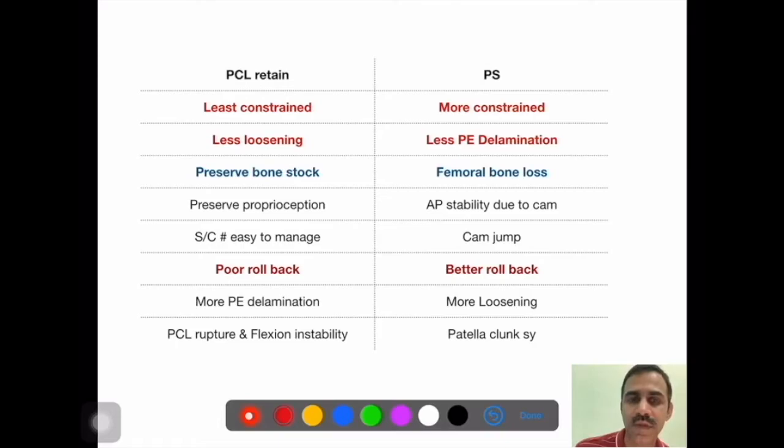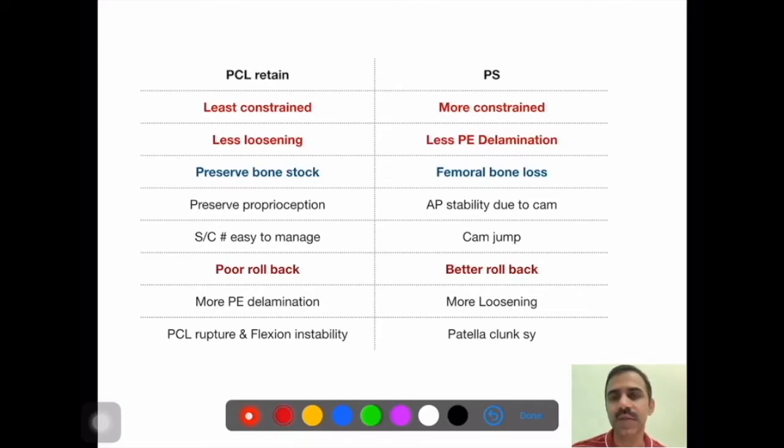Posterior rollback, the femoral rollback, is found to be poorer in case of PCL retaining when compared to the posterior stabilized knee. There is more polyethylene delamination, and the chance of PCL rupture and flexion instability is more in case of a PCL retaining knee. However, in case of a posterior stabilized knee, because it is more constrained, there is more aseptic loosening but less polyethylene delamination. There is more femoral bone loss.